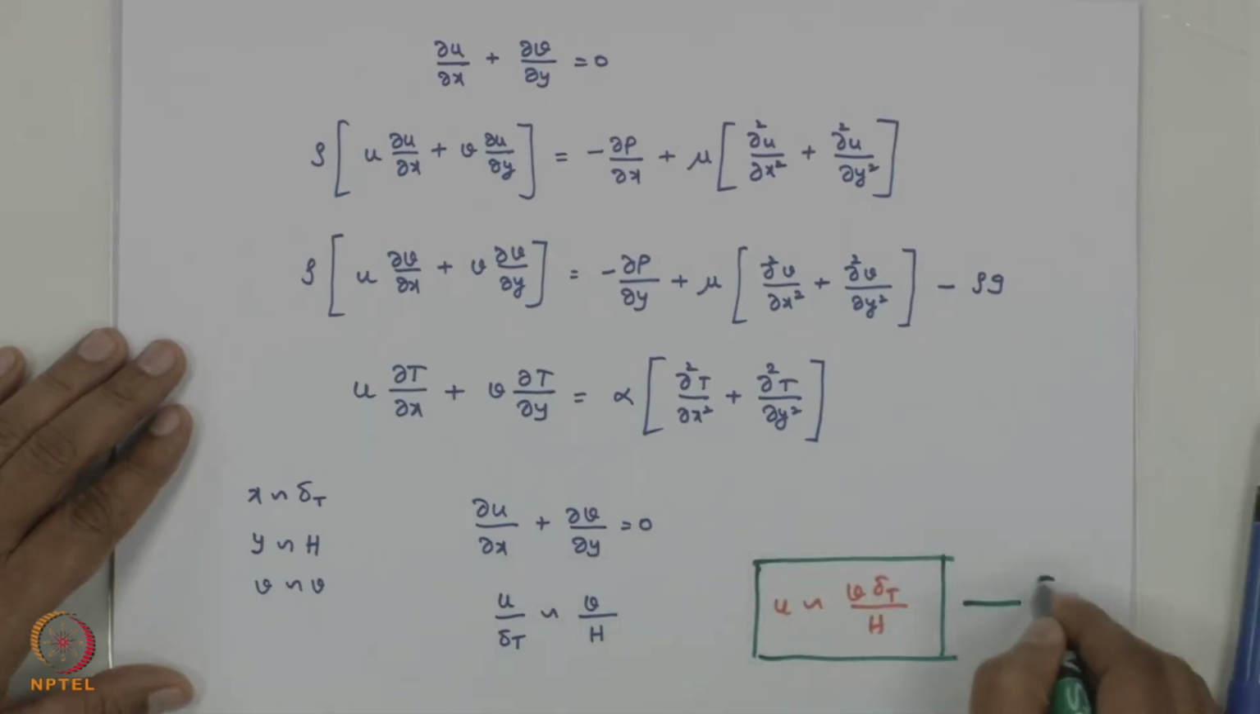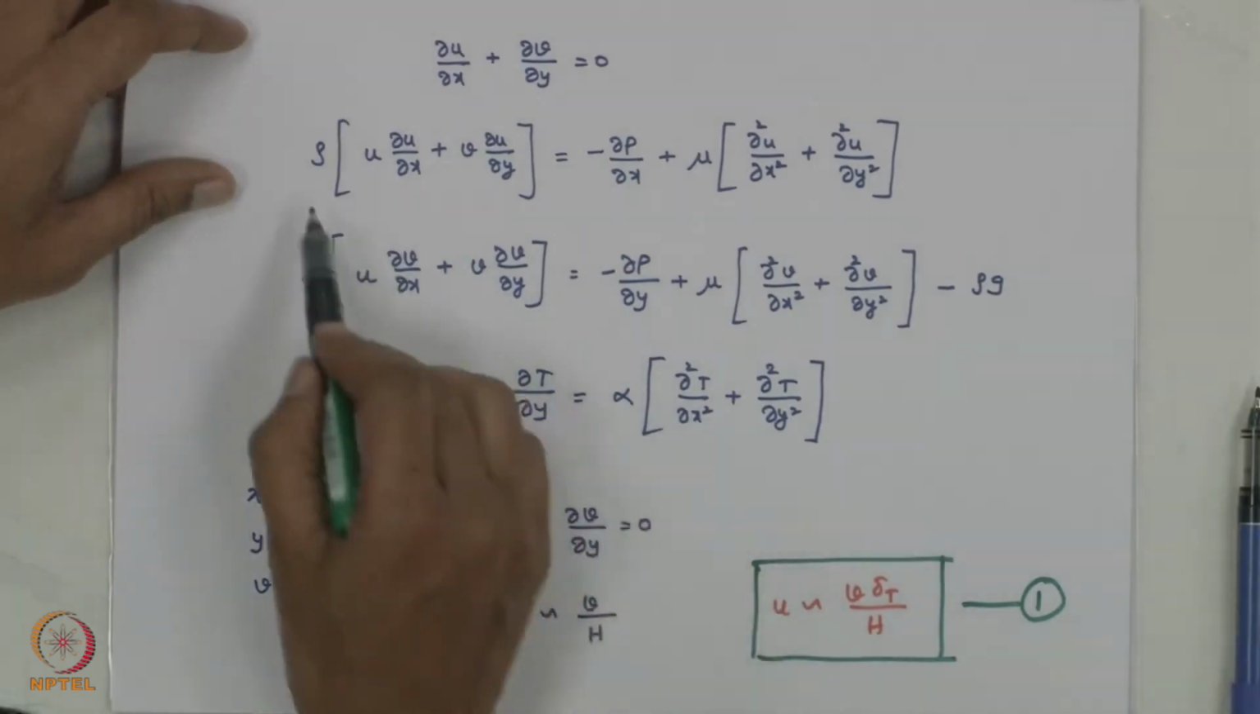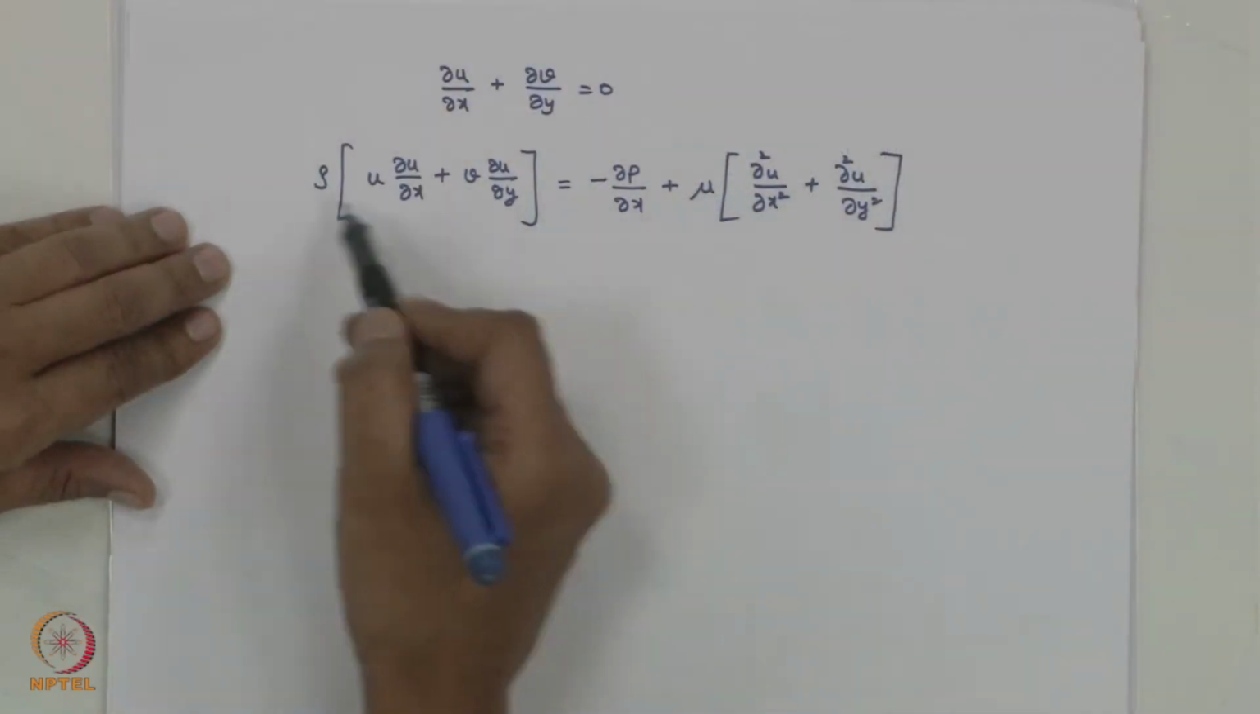Let's call this equation 1. Let's keep it like that. Now let us take up the x momentum equation. I have just pulled out rho this side, and I will write the scales directly.